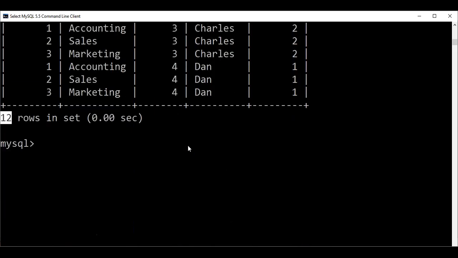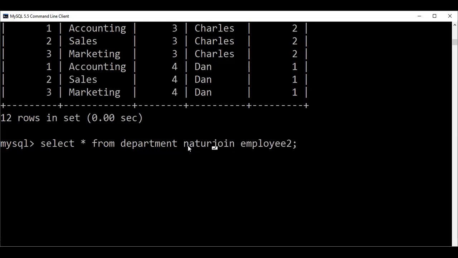Now, how do we change this to natural join? You need to utilize the keyword. Instead of join, please put the keyword natural. If you add natural join here without any equal or not equal operator, the query manager will automatically search.